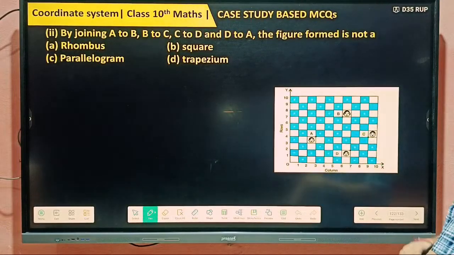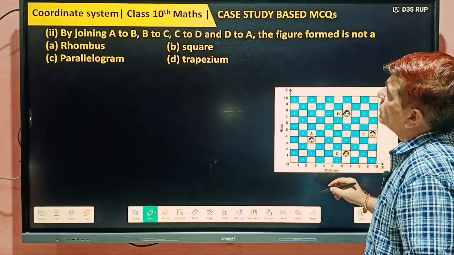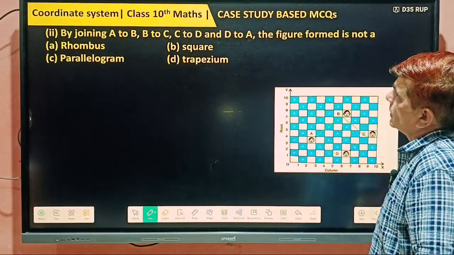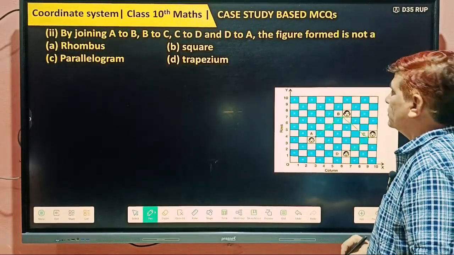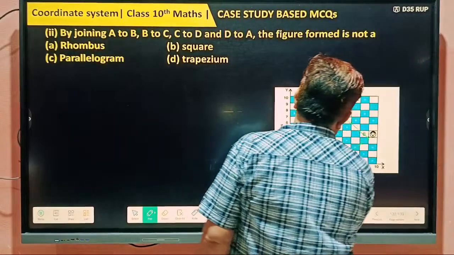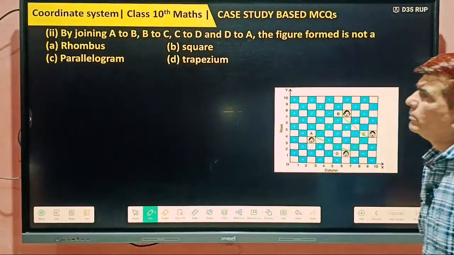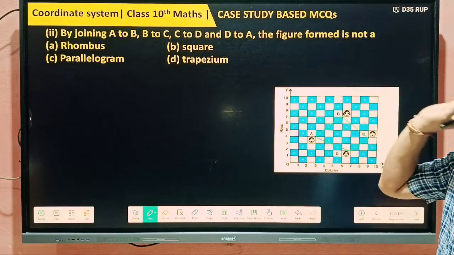Join A to B. So we can join like this, no problem. B to C, C to D, and D to A. What does this figure become? Trapezium, sorry, quadrilateral. Trapezium we cannot say directly. You have to tell which one of them is not formed.